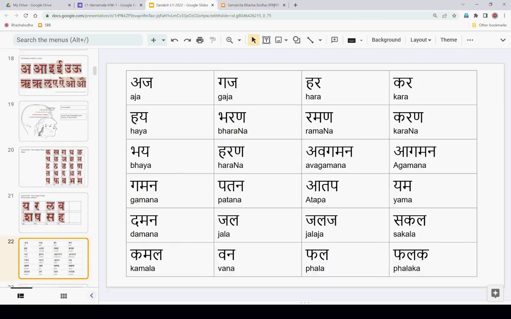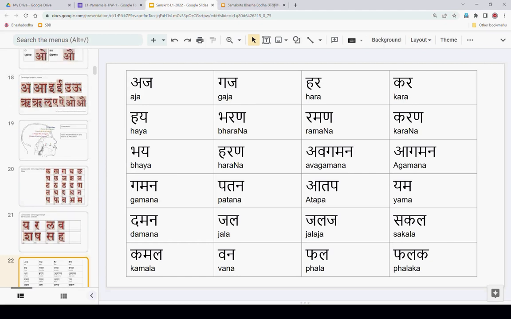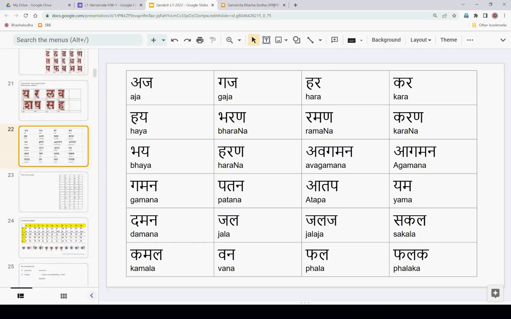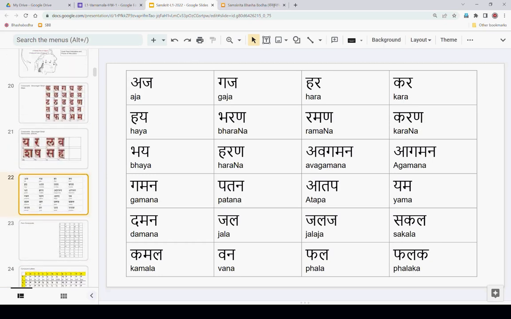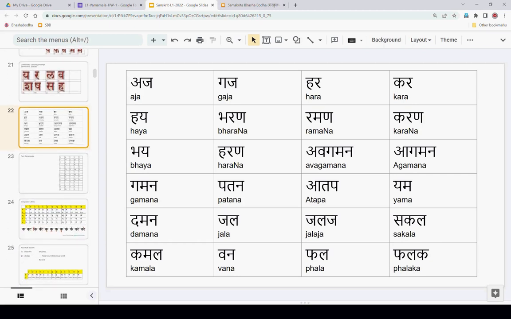Now, let's stick to those words I said on the slide, which all have the a sound added to the vyanjanam. They're not compounds, and they don't have other swaras, just to keep it simple. You can practice now. Do you want to go with the first line? Aja, Gaja, Hara, Kara.